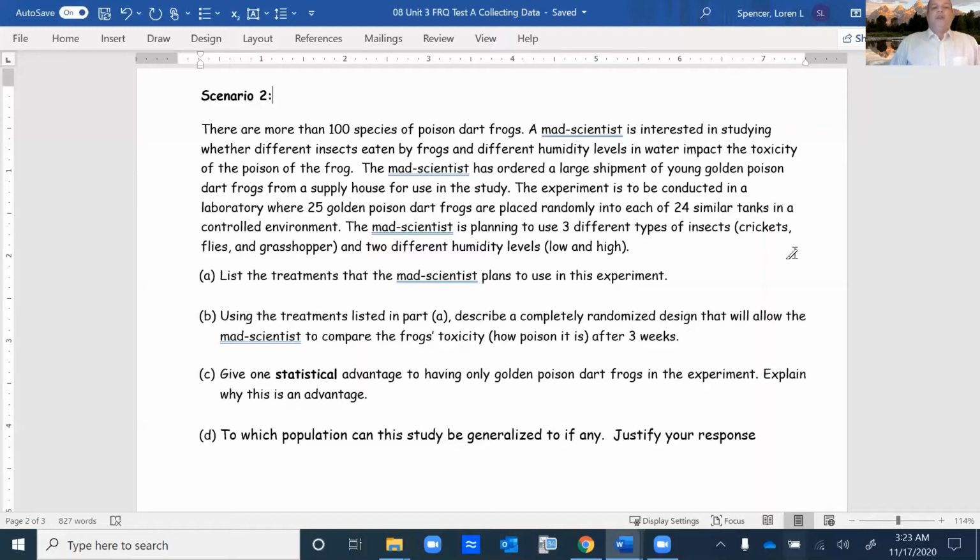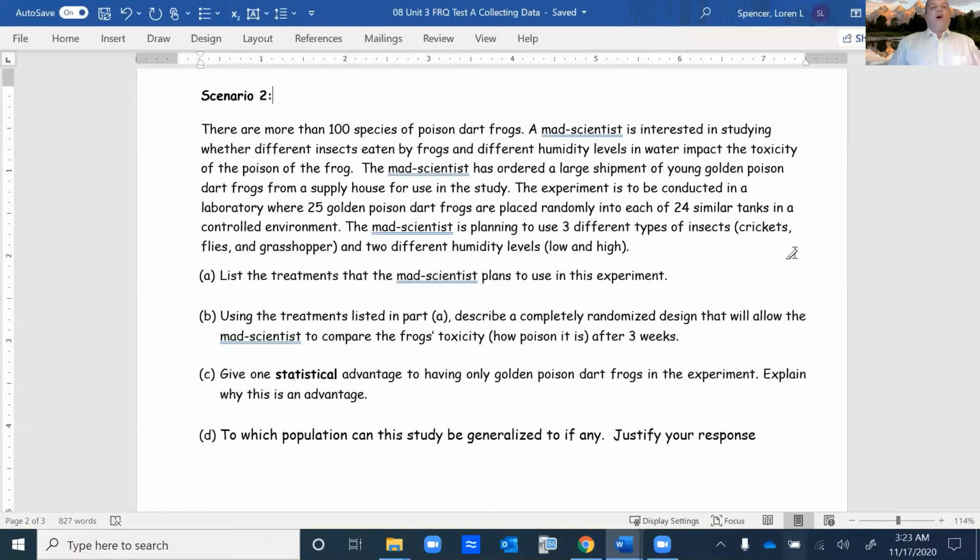The next one says, using the treatments listed in Part A, describe a completely randomized design that will allow the mad scientist to compare the frogs' toxicity after 3 weeks. So basically, I need to randomly assign all the frogs that I got. Well, we know we have 600 frogs. You need to sit there and go, okay, we have 25 times 24, so we have 600 frogs, and we have 6 treatment groups. So basically, there'll be 4 tanks of each type of treatment. So here's what I would do. I would go to tank A, and tank A would be maybe the crickets with low humidity.